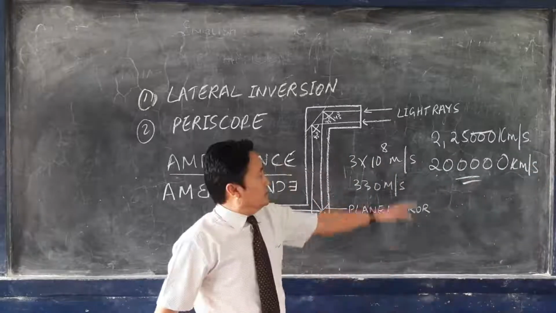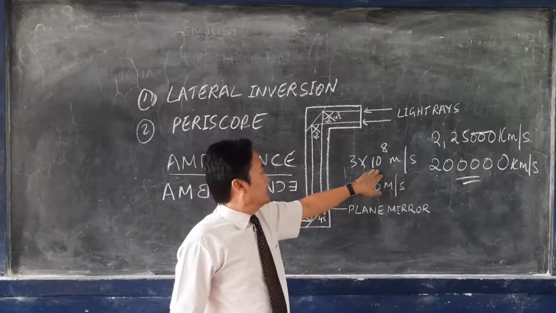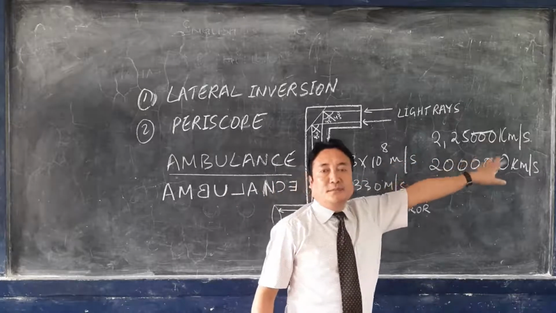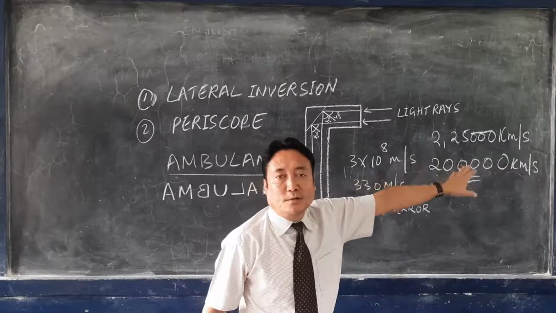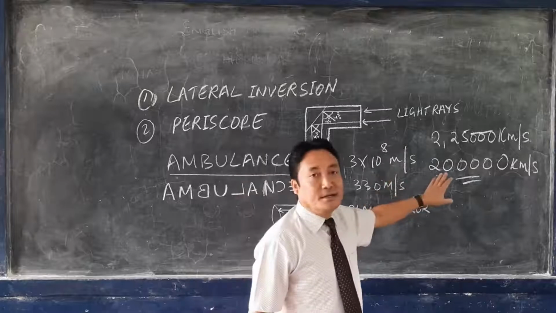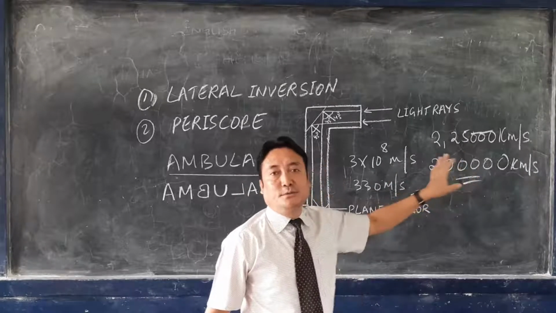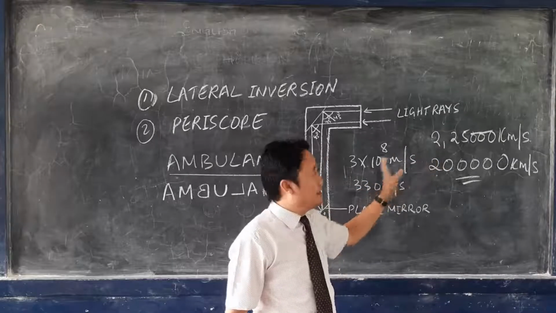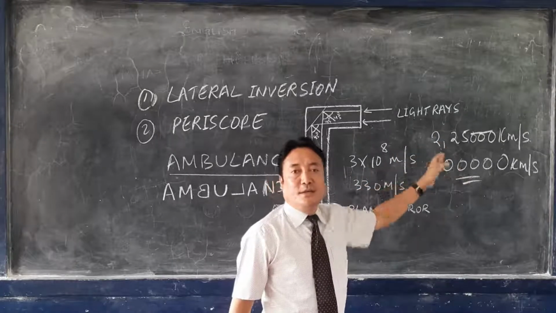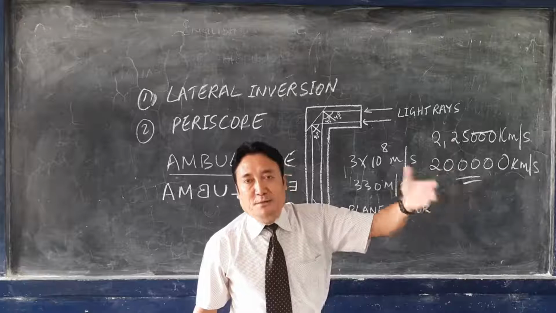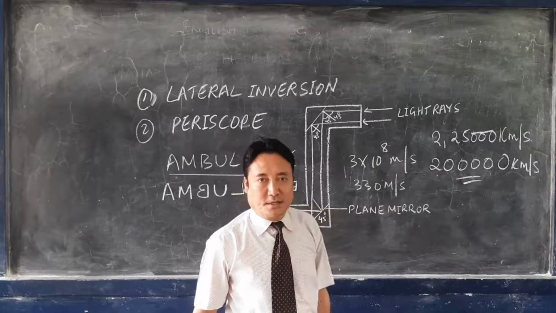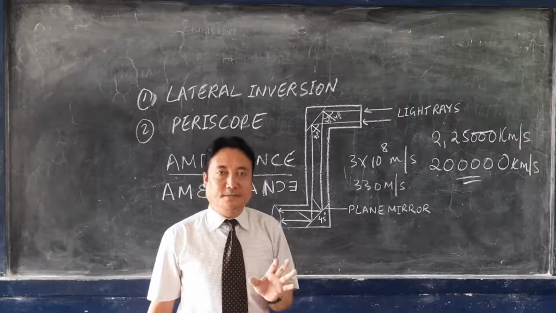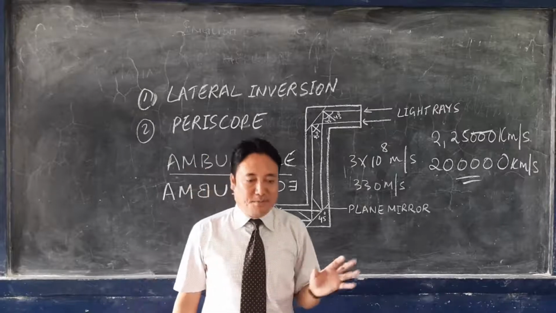So in air, the speed of light is 3 into 10 to the power 8 meters per second. In water, it is 2,25,000 kilometers per second, and in glass it is 2 lakh kilometers per second. Therefore, you can see that the speed of light decreases when it passes from air or vacuum to glass or water. So the speed of light is different for different media. This is about the speed of light.